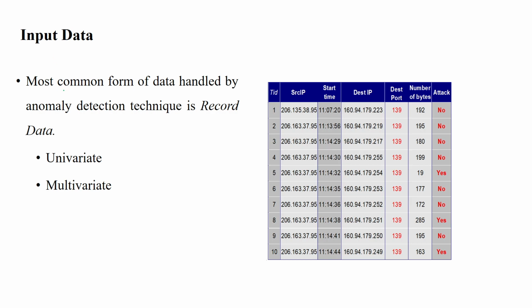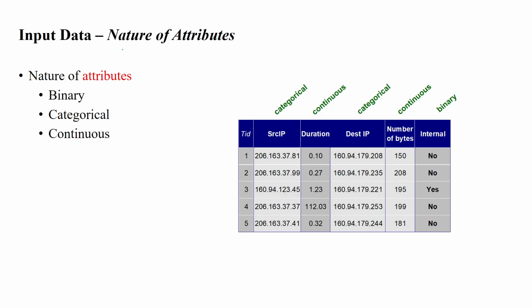Here, when we are defining the input data, the most common form of data handled by anomaly detection techniques is a record. Here the record is differentiated by univariate features and multivariate features data sets. Univariate in the sense the data set will have only a single feature, so the single feature data set is called univariate data set. And if our data set has multiple features x1, x2, x3, x4, x5, this data set is called multivariate data set.